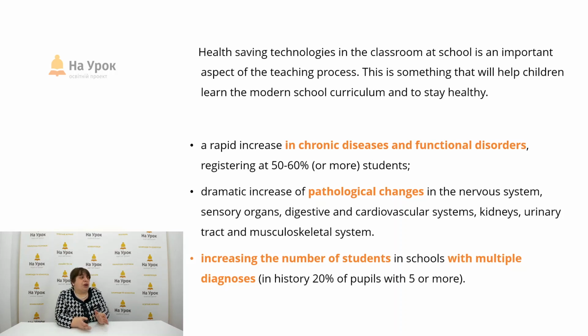And that's why a lot of chronic diseases and functional disorders appear, and more than half of the students are in this category. Then there is a dramatic increase of pathological changes in the nervous system, sensory organs, digestive and cardiovascular systems, kidneys, urinary tract, and musculoskeletal system. All the organs and systems, you see, have changes, and the number of students in schools with multiple diagnoses is increasing. So the students with 5 or more diseases, and in history there are almost 20% of these students.